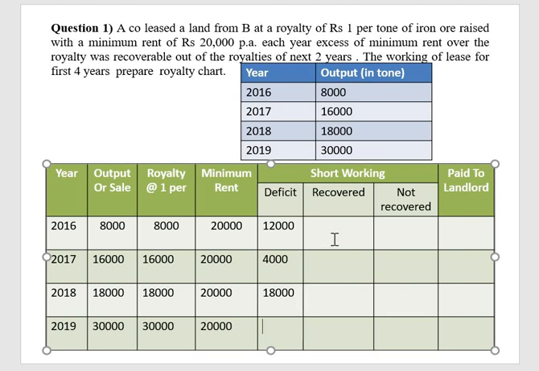Next, that is very, very important. Most students will fail under the recovery. So what is the sentence? Recoverable out of the royalties of next years. Next years means, if there is any loss in 2016, it is recoverable in the next 2 years, that is 2017 and 2018. If you have not recovered 12,000 in 2017 and 2018, that 12,000 will be irrecoverable in 2018. Why? Because in 2017 and 2018 there is no profit. Already I am in loss.